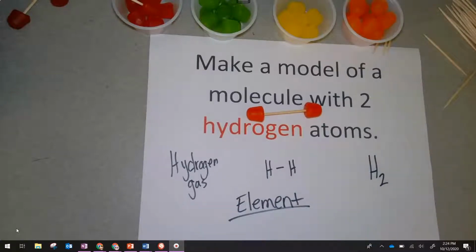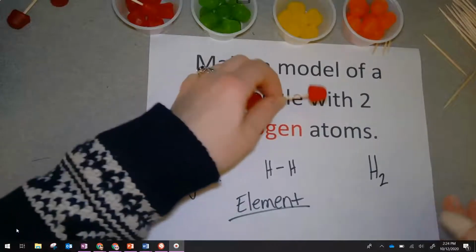All the other models we've made so far have been compounds. Okay?